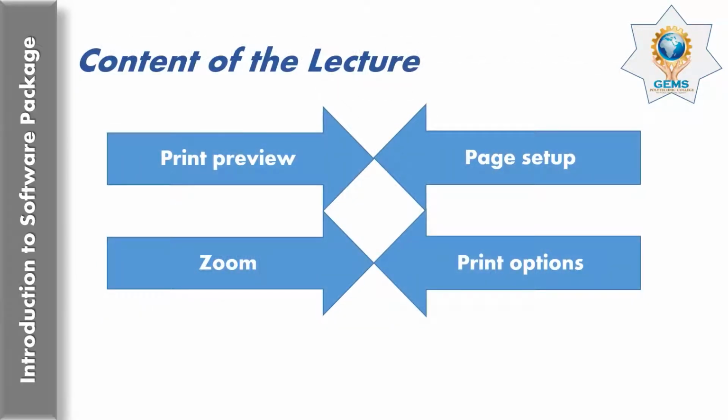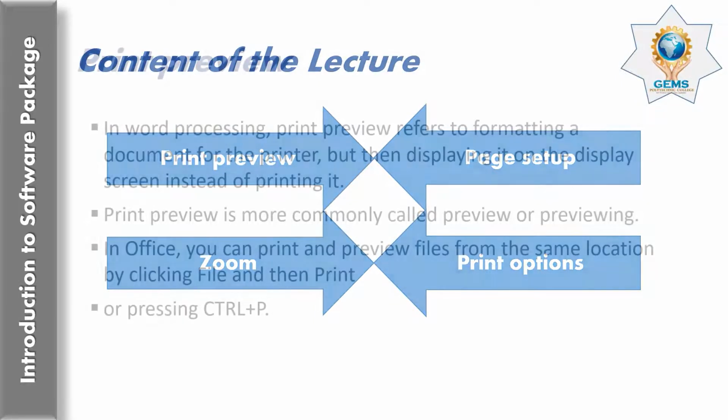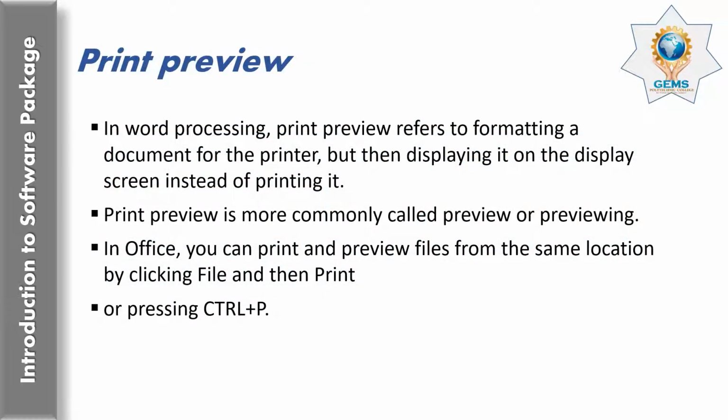So the content of the lecture is print preview, page setup, and zoom print options. Now we will see what print preview is. In word processing, print preview refers to formatting a document for the printer but displaying it on the screen instead of printing it. Print preview is more commonly called a preview. In Office you can print and preview files from the same location by clicking File and then Print, or you can use the shortcut key Ctrl+P.